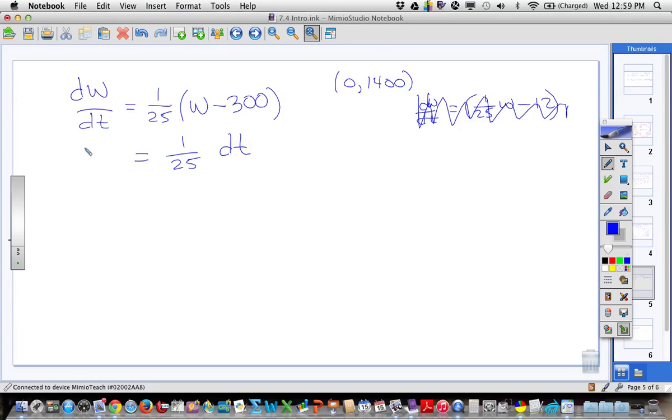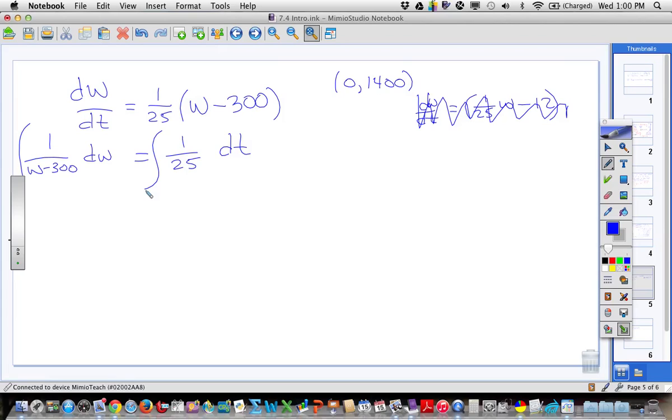And then divide this over here. Now remember I said I don't like division, so I'm going to do it as a fraction. And as we've seen, then we're going to put our integral symbols in there. And, right, once again we have a natural log situation, right? Because it's 1 over w. Even though there's a minus 300 in there, that's just kind of a shift, so that's not an issue. So see what's going on?